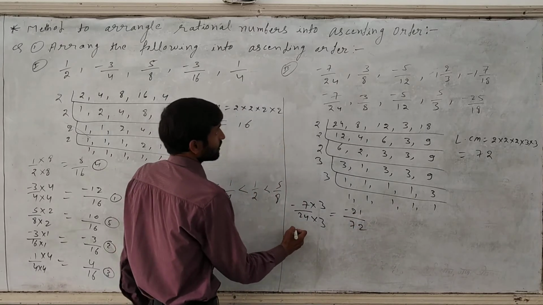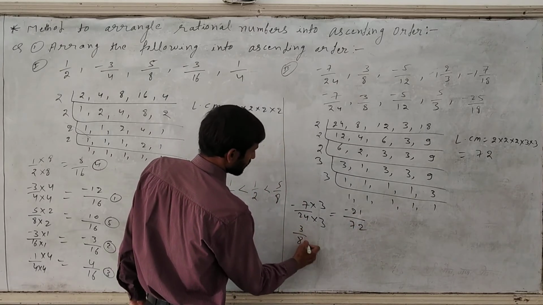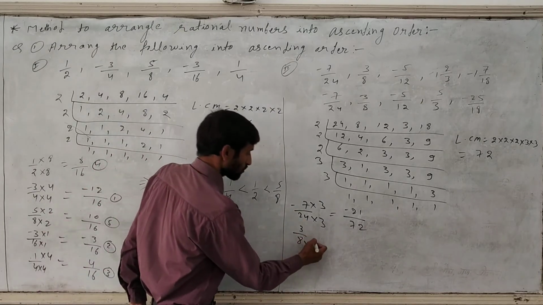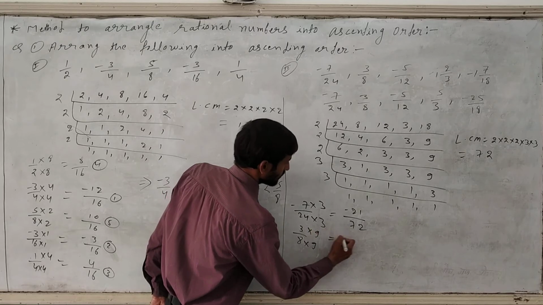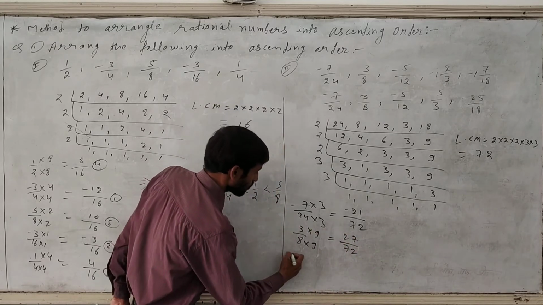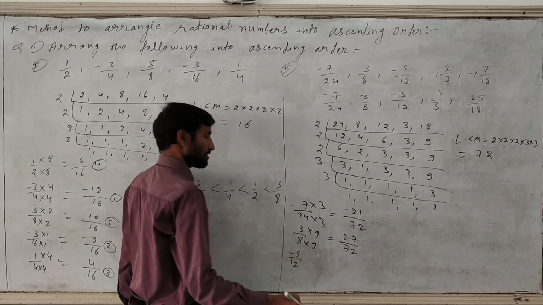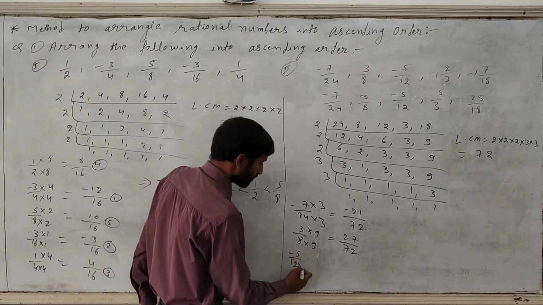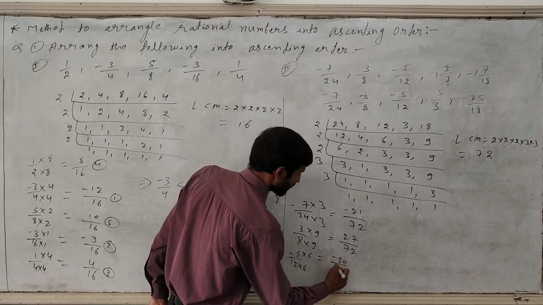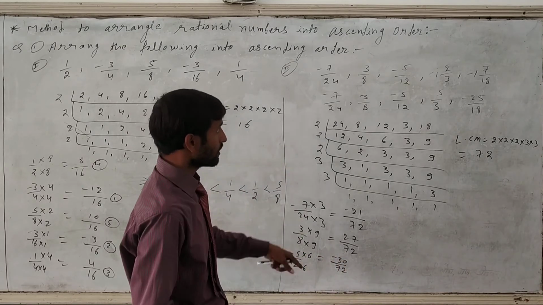Next one, 3 upon 8 is given. We have to convert this 8 into 72. So 9 eights are 72, so 9 will multiply here. 9 threes are 27, so minus 27 upon 72. Next one is minus 5 upon 12. So 12 sixes are 72, so you have to multiply by 6 in numerator and denominator. So minus 30 upon 72. So these are the converted ones.